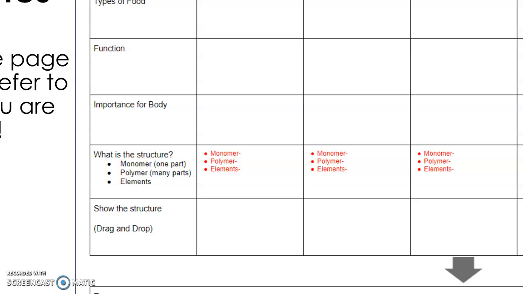So here is what your notes page is going to look like in the cloud assignment. So this is what it is. It has a column for carbohydrates, for lipids, proteins, and nucleic acids. And we're going to look at the types of food, the function, the importance for the body, what is its structure, and showing the structure. So you're going to drag and drop the picture. And then with proteins, there is enzymes.